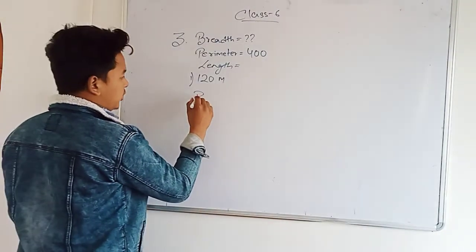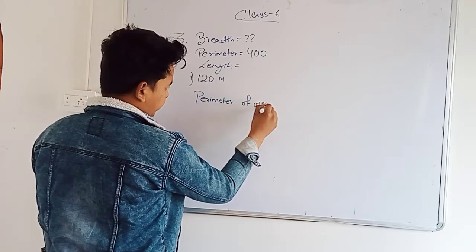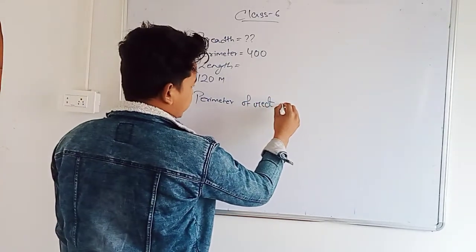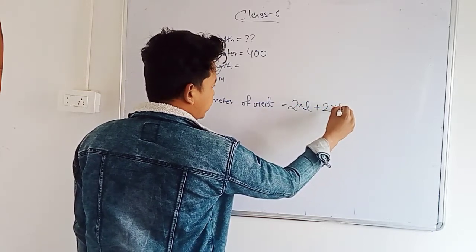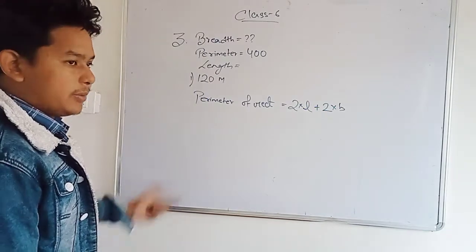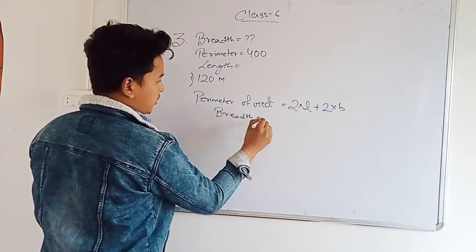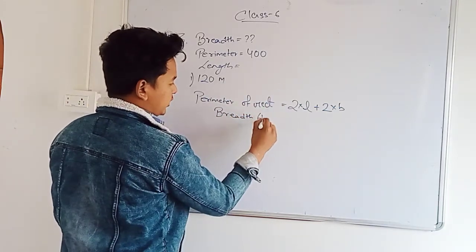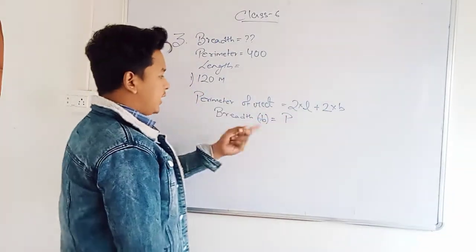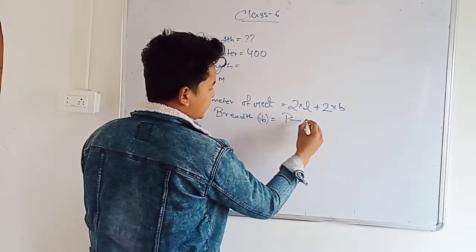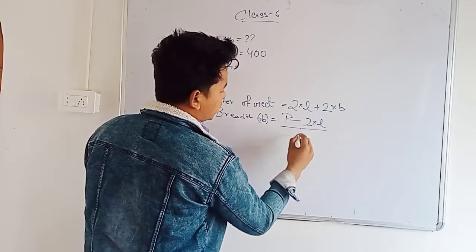We know the formula for perimeter of a rectangle. Perimeter of rectangle is 2 into L plus 2 into B. So I am writing here the direct formula for breadth. Breadth, small b, is equal to P, for perimeter, from now I will write P, minus 2 into L, whole divided by 2.